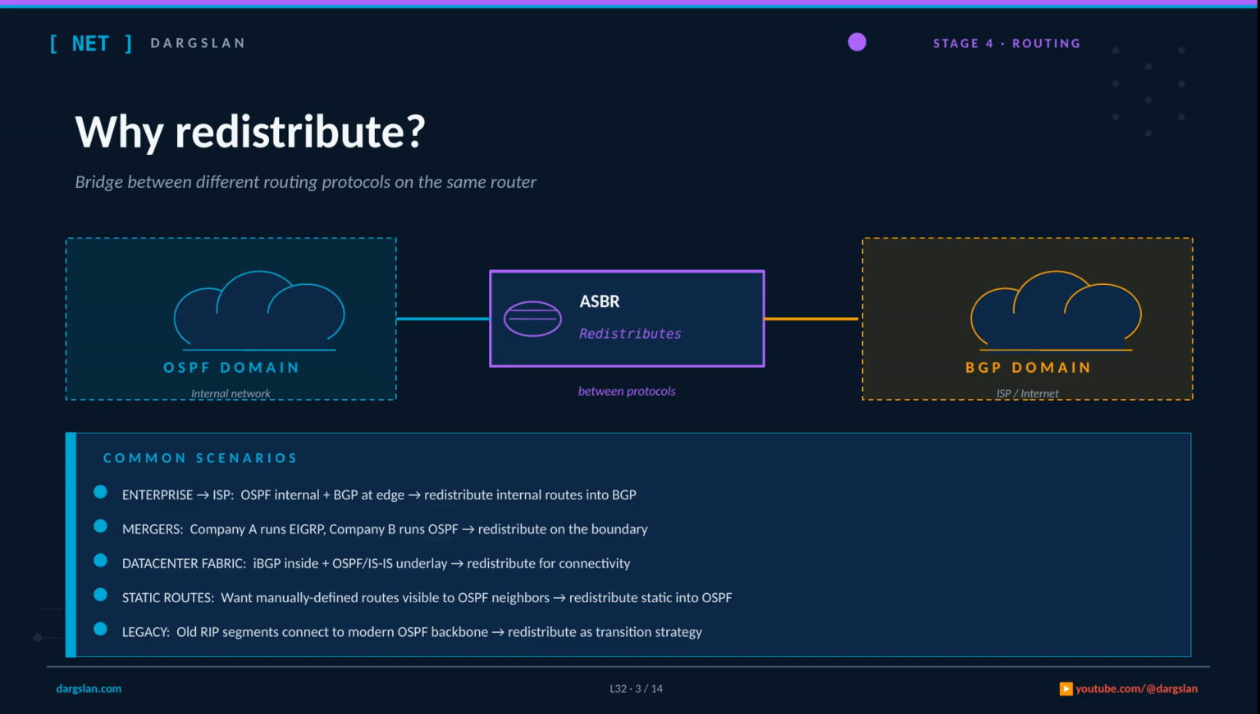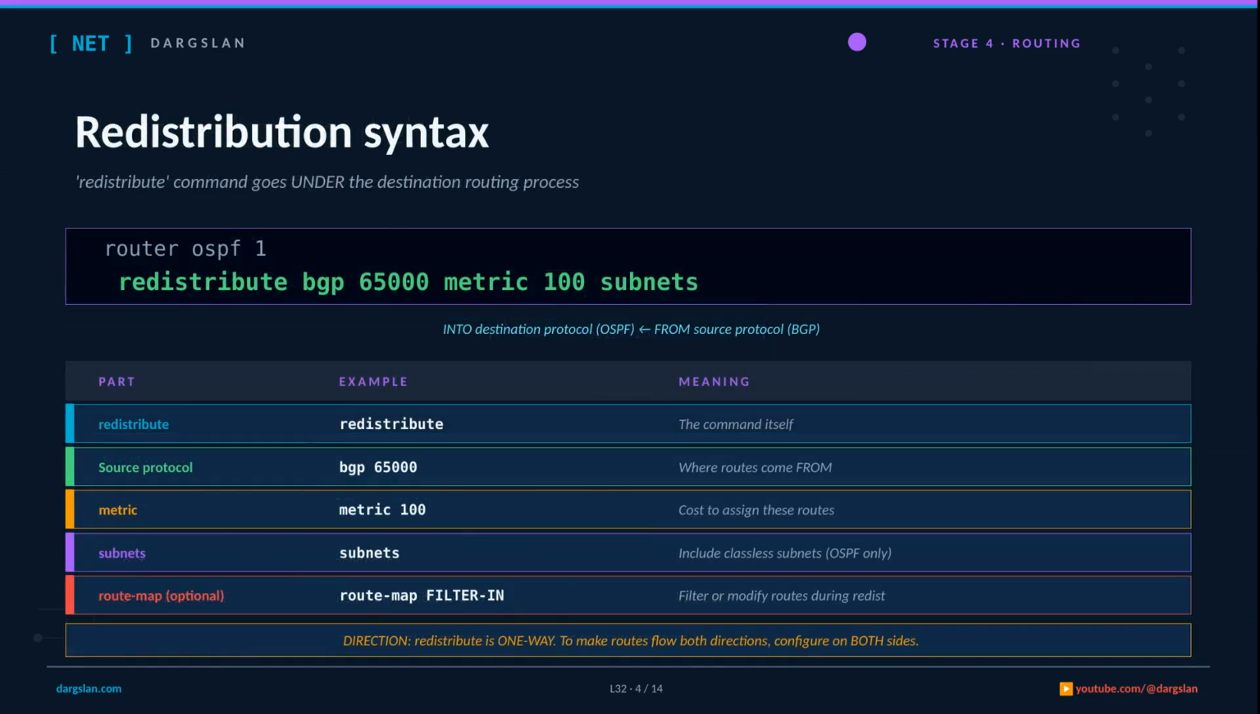Enterprises pushing internal routes out to BGP, mergers bolting an EIGRP network onto an OSPF one, data center fabrics running iBGP over an OSPF underlay, or even just making static routes visible to your OSPF neighbors. Anywhere two protocols need to share reachability, redistribution is the bridge. Now, let's see what that bridge actually looks like in configuration.